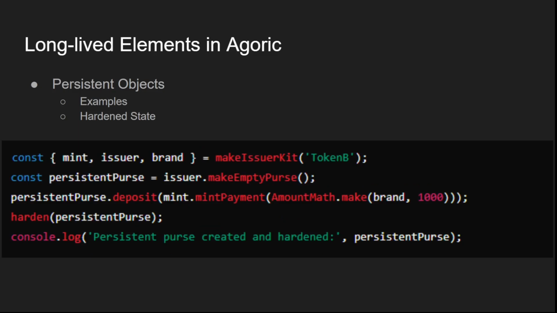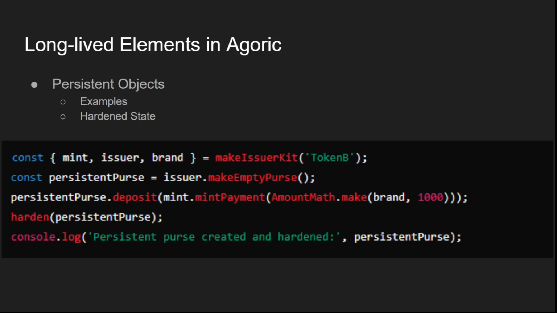Long-lived elements in Agoric smart contracts are crucial for managing state and creating reusable components. These elements persist over time, allowing contracts to maintain continuity and provide stable services. Let's explore the key aspects of long-lived elements in Agoric.